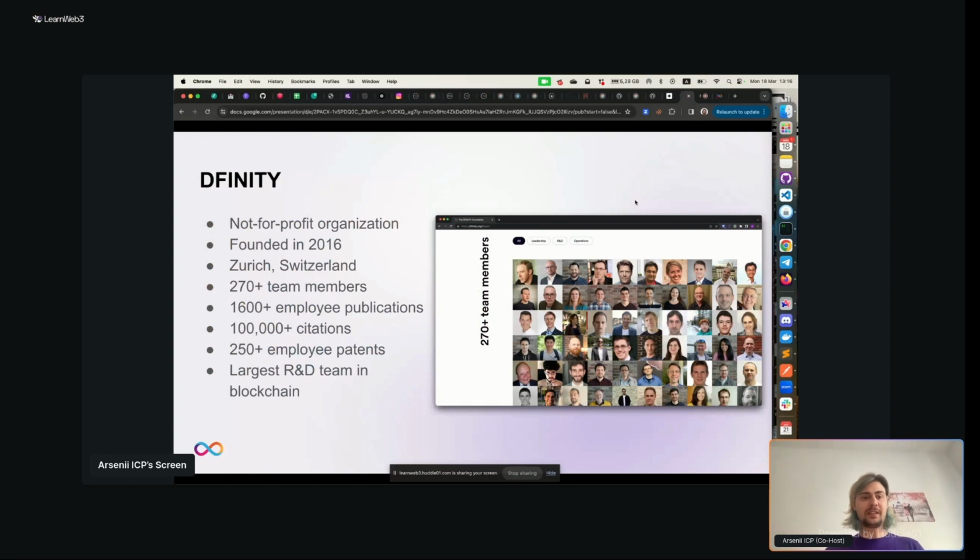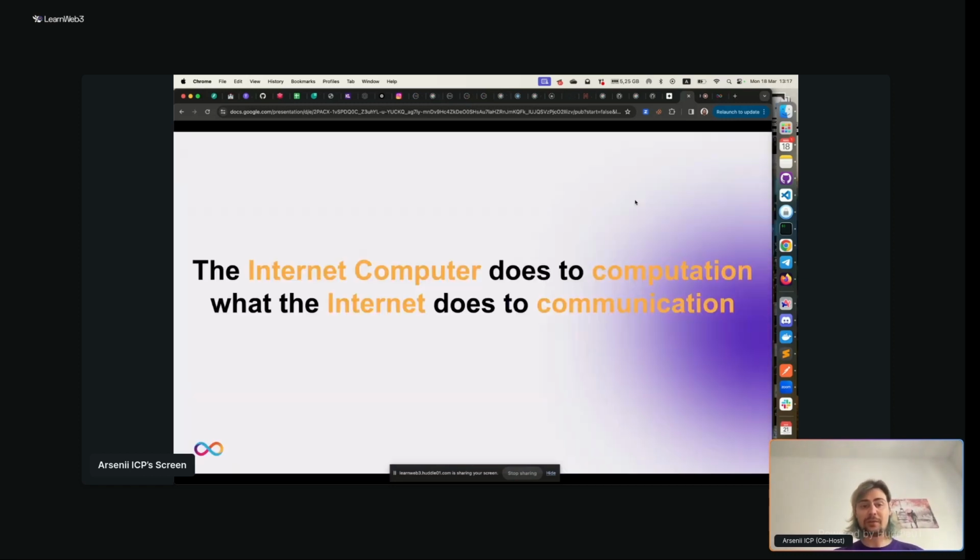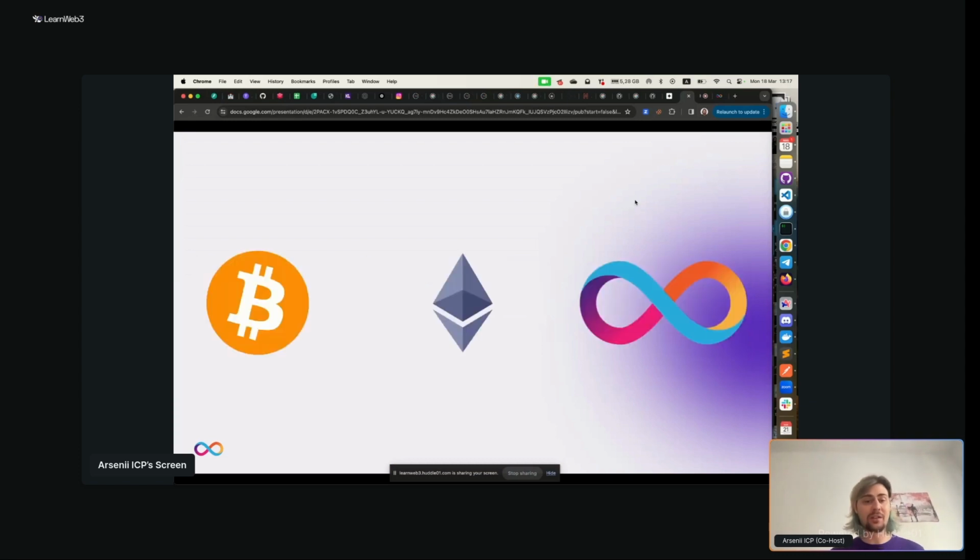So briefly about DFINITY. DFINITY is a foundation, a non-profit organization founded in 2016 in Zurich, Switzerland. We have probably one of the largest R&D teams in blockchain. We have a lot of science publications and a lot of smart people in the team. We have a specific vision: the Internet Computer does to computation what the internet does to communication.